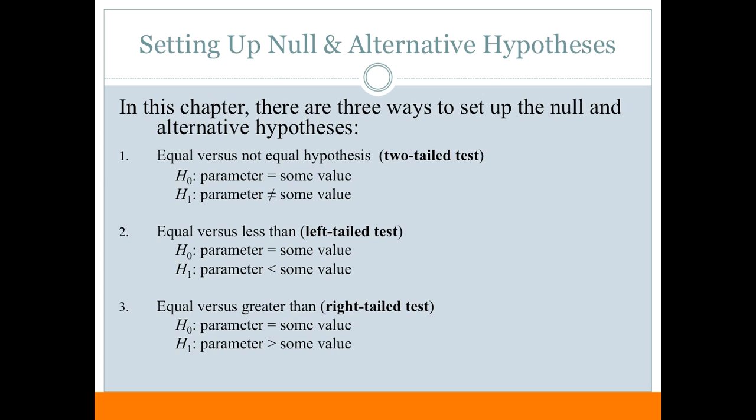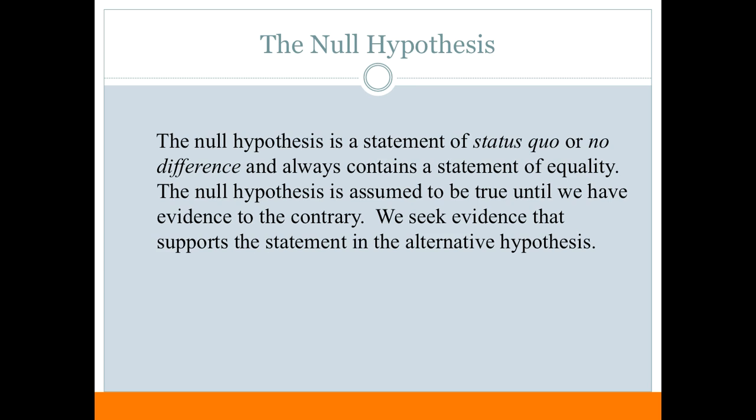The third basic way to set up the null and the alternative hypothesis is to have your null hypothesis the same, alternative is greater than, so something has increased over time, or it's larger than it was before, okay? So this would be that the parameter is greater than some value, and this is going to be a right-tailed test.